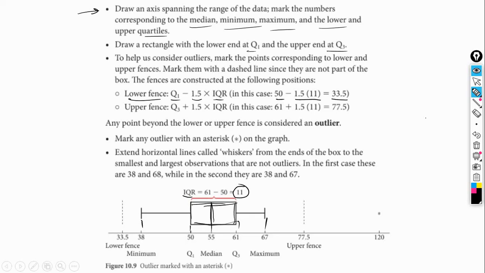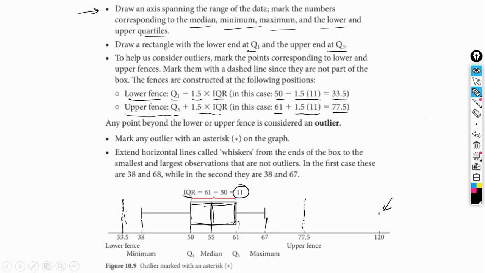So that's what you see here, 33.5, the lower fence. Then for the upper fence, we would add 1.5 times the IQR to the third quartile. So we would get 61 plus 1.5 times 11, and that's 77.5, which we can see here. Then it says mark any outlier with an asterisk on the graph. You can see the asterisks there.